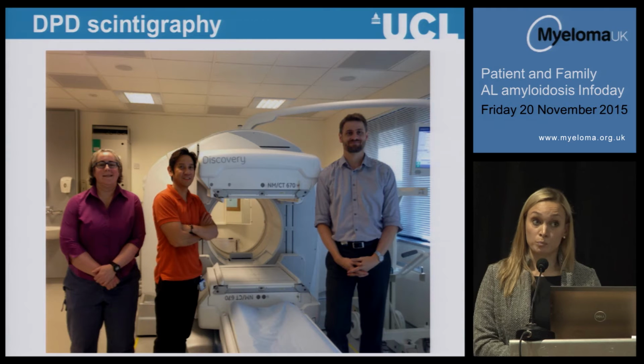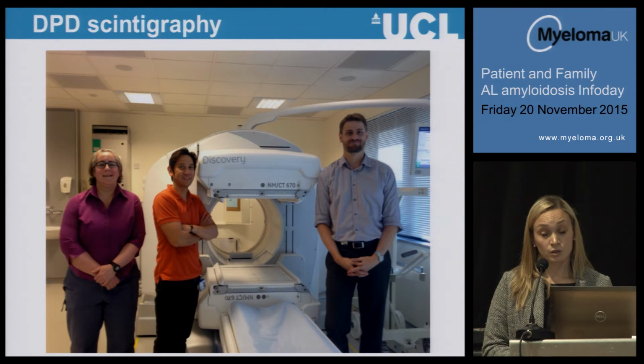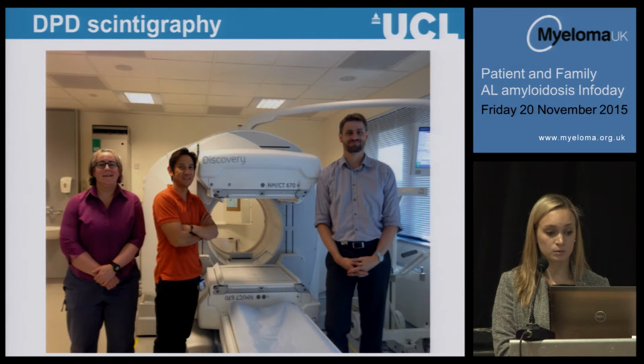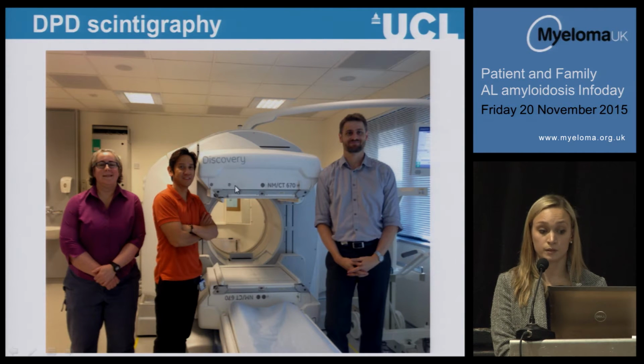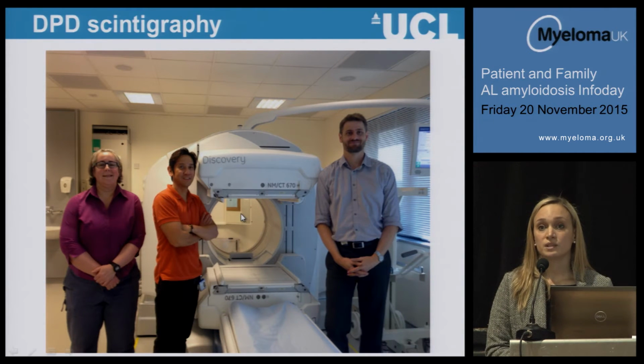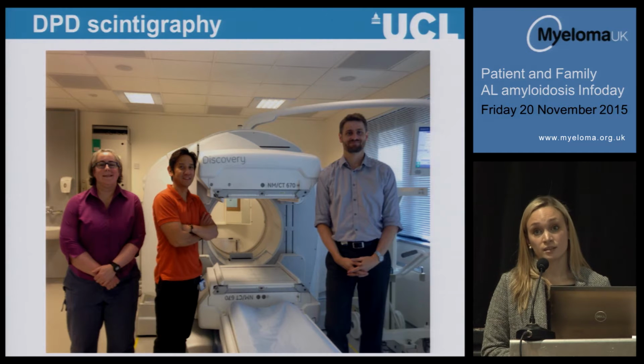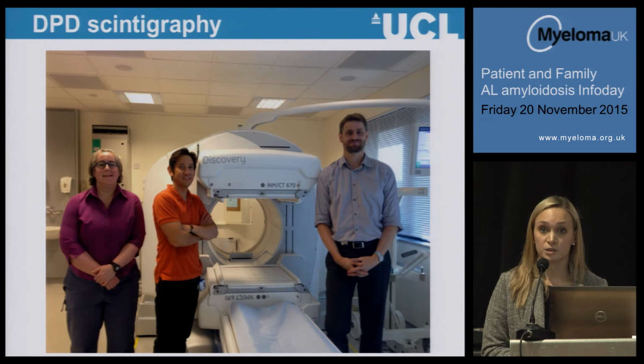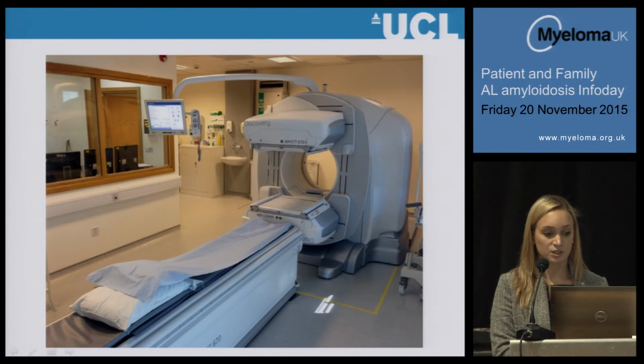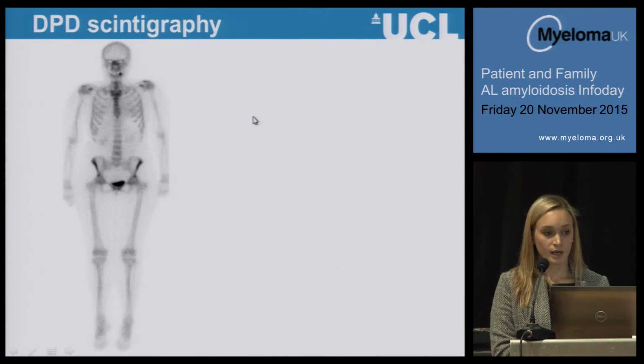One of the tests that you may have had, but also you may have not had, is a DPD scintigraphy. So this is the machine in the middle, and these are the technicians that do the DPD scintigraphy. The way the DPD scintigraphy works is that we inject the dye, and 3-4 hours after we take the pictures. The machine, as you see, is an open-ended tunnel. And this is the appearance of a normal DPD scintigraphy. As you see, we can see the bones, but we cannot see the heart.